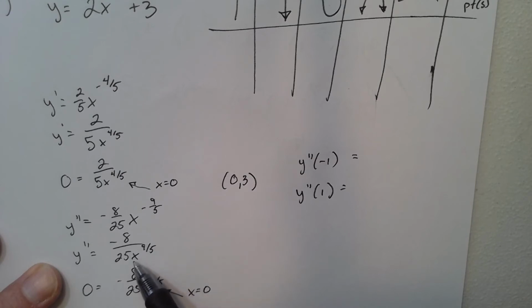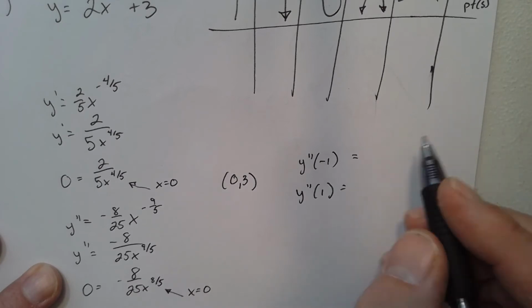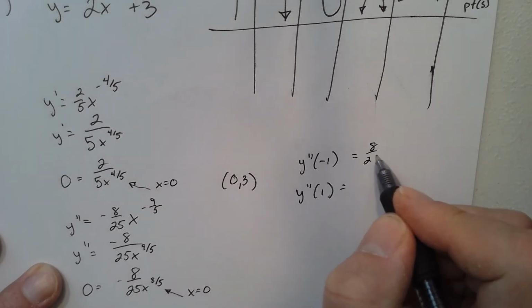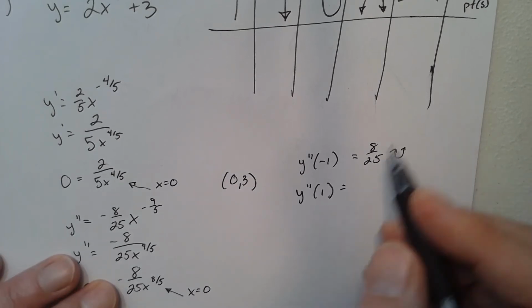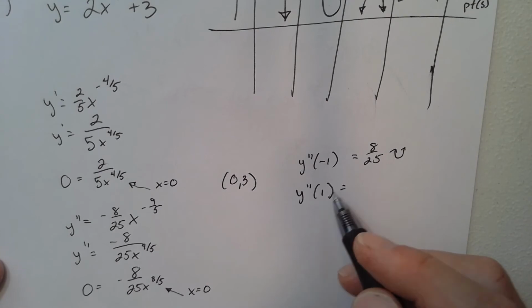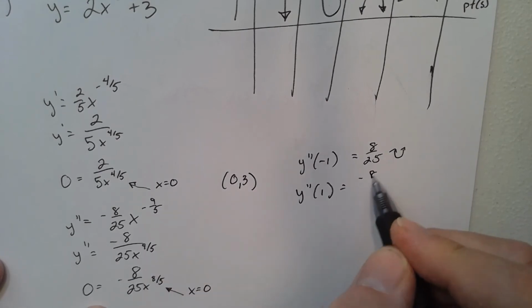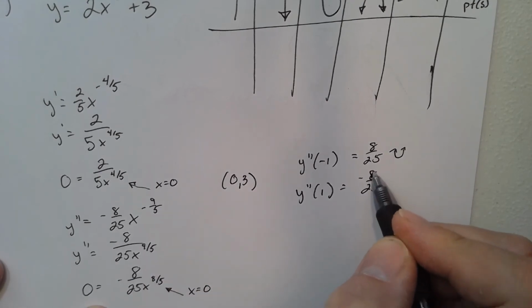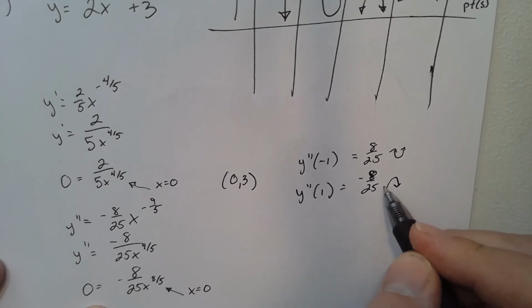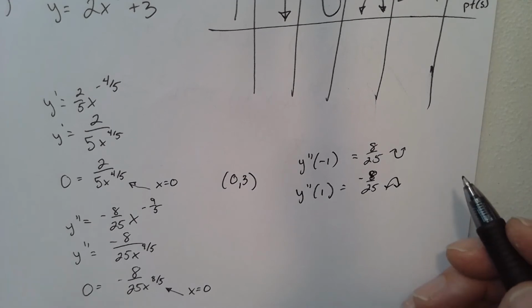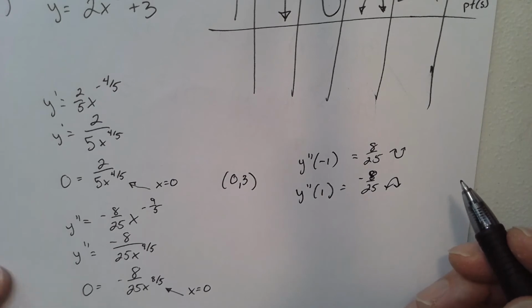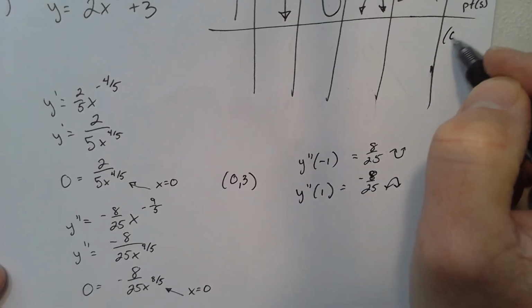negative 8 over negative 25, which is a positive 8/25. So it opens up. Alright, so now let's find the second derivative at 1. We get negative 8 over 25. So it's going to be concave down. So it does change concavity at 0. So it looks like there's an inflection point at 0, 3.